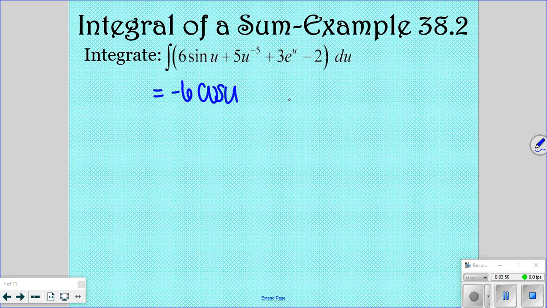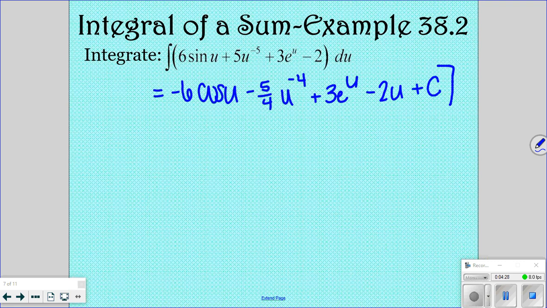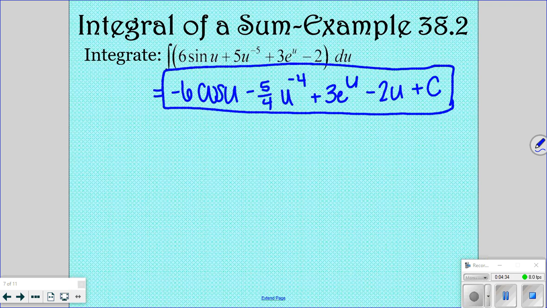For the next one, I'm going to add 1 to the exponent, so negative 5 is going to become a negative 4, and then I'm going to divide the 5 by negative 4, so it's going to become negative 5/4. The next one is e to the u. The derivative or integral of e to the u is just e to the u. So we just have 3e to the u, and then minus, when you have a number, a constant, it's just going to become 2 times the variable. So 2u, and then plus your constant of integration. So that's how you integrate sums. Just integrate each one individually.